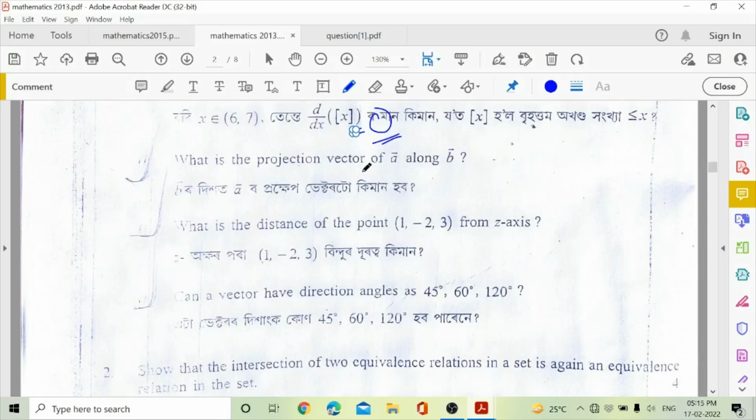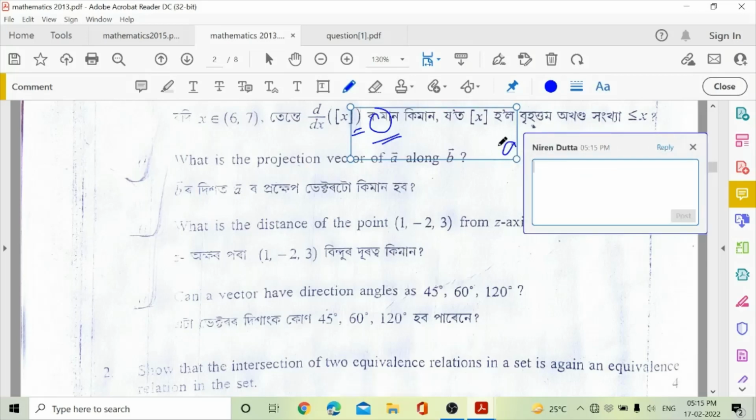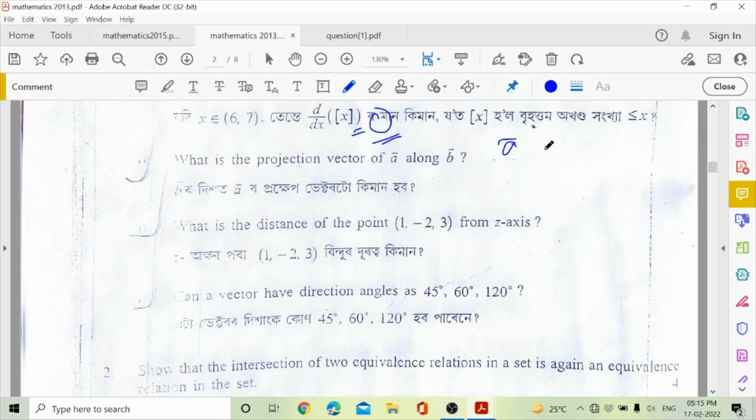Generally, the projection of A along B is equal to A vector dot B vector divided by the magnitude of B. Remember, for the projection of A along B, B will be in the denominator. But here you have to write down the projection vector. This is a scalar quantity, because the dot product itself is a scalar quantity, as well as the magnitude. So the whole quantity is a scalar quantity.